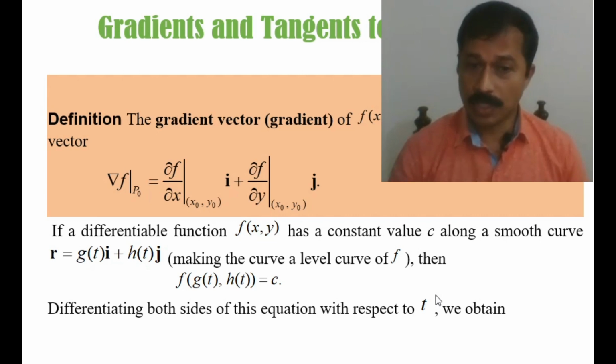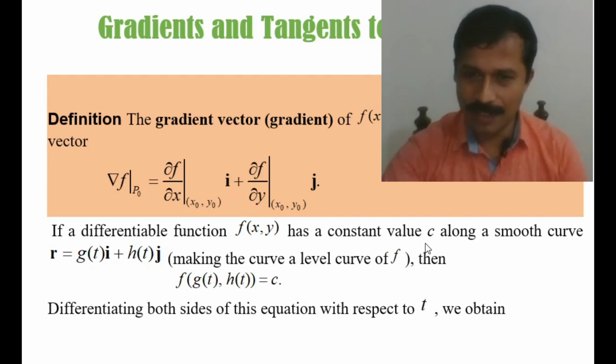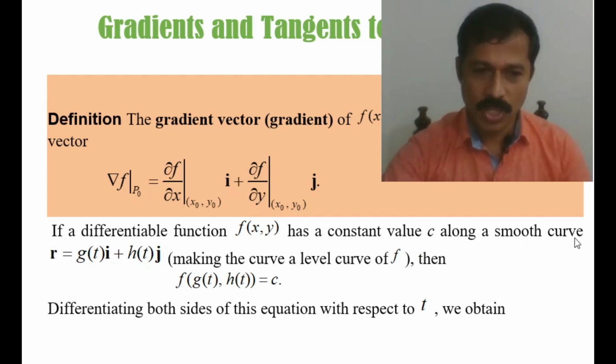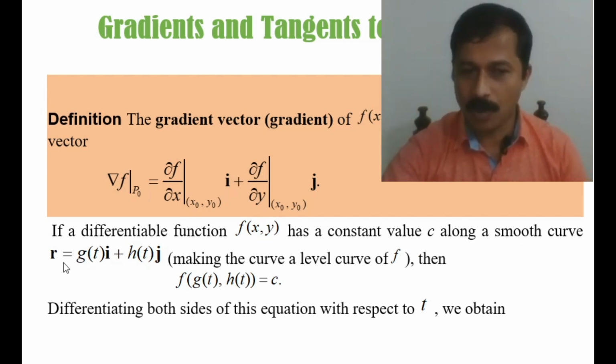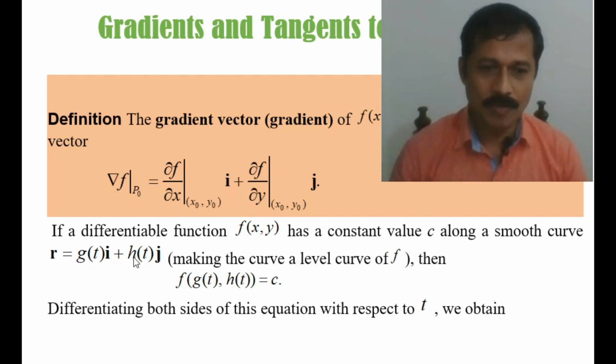Now consider the scalar valued function f of x, y, and suppose it is a differentiable function, and it has a constant value c along a smooth curve given by the vector valued function r of t is equal to g of t i plus h of t j. You recall that the vector valued function r of t is equal to g of t i plus h of t j represents a curve in a plane.